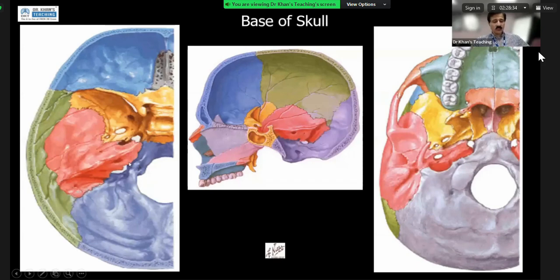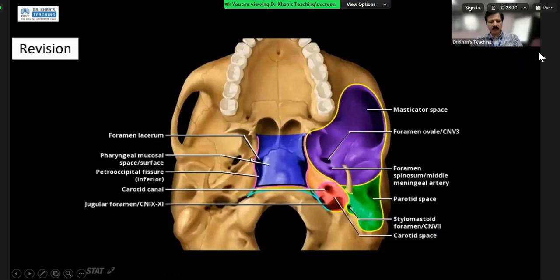Now, coming back to the seventh and eighth nerves, we know that they go into the IAM, internal auditory meatus. Last time we covered it. Now, ninth, 10th, and 11th pass through the jugular foramen, and the 12th nerve passes through the hypoglossal canal. So this is what it is. This is foramen ovale, and you can see that here the V3 will pass. At the stylomastoid foramen, the 7th nerve will pass. This is the jugular foramen, where the 9th, 10th, and 11th will pass.